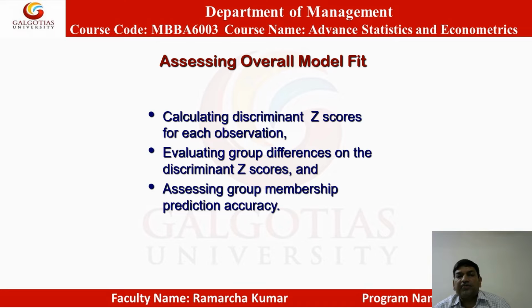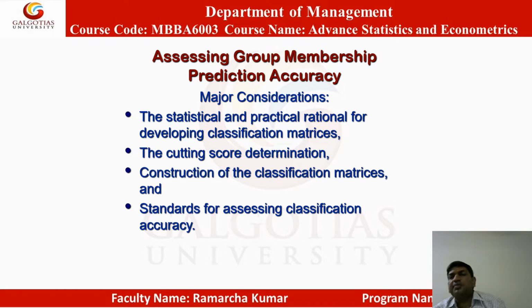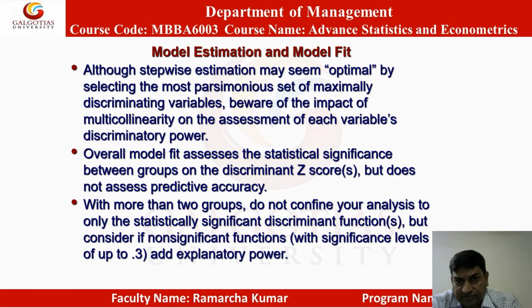Assessing overall model fit: calculating discriminant z-score for each observation, evaluating group differences on the discriminant z-score, and assessing group membership prediction accuracy. Assessing group membership prediction accuracy, major considerations are statistical and practical rationale for developing classification matrices: the cutting score determination, construction of the classification matrices, and standards for assessing classification accuracy.